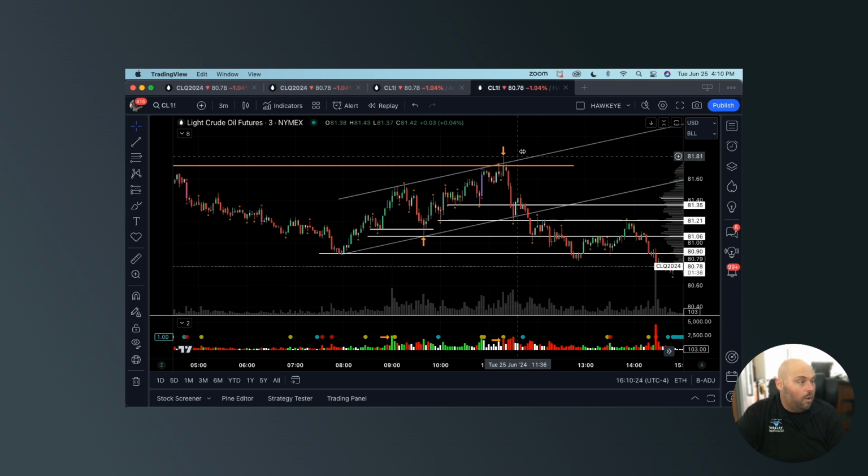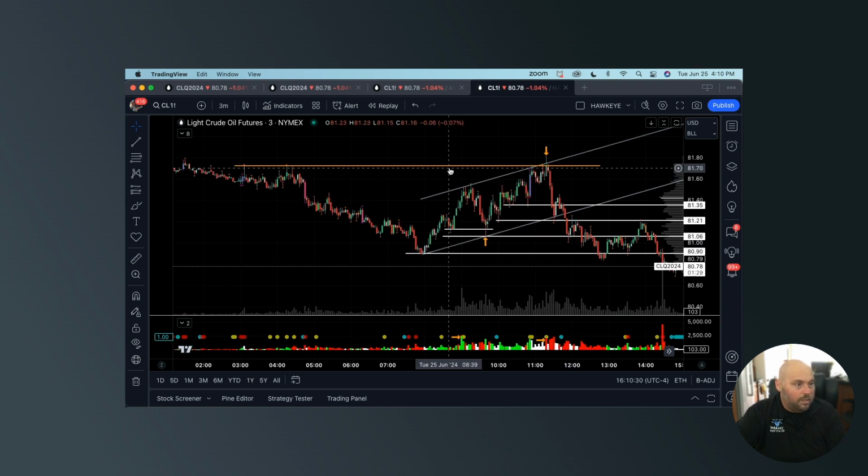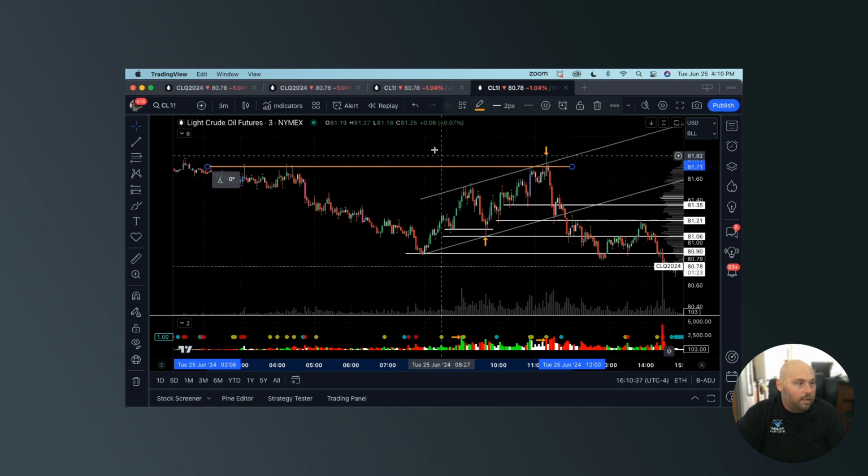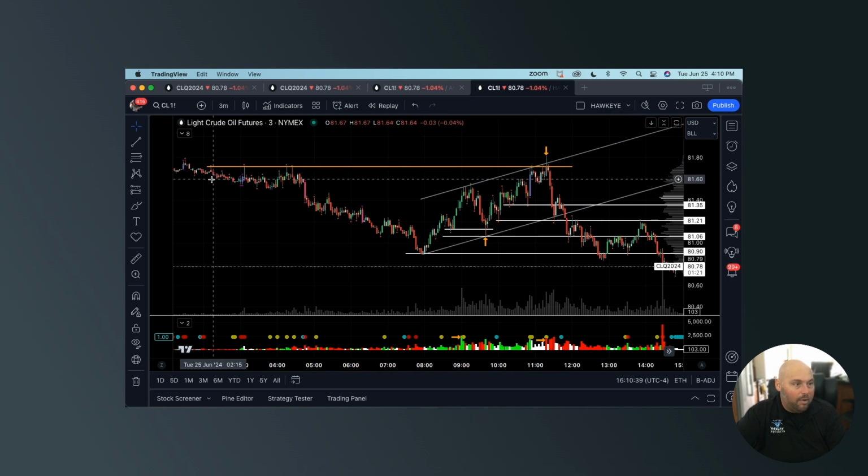So, if you wanted to play this in both directions, by all means, you probably could have. But I thought there was really, really strong reason to believe that at this level we were going to encounter some resistance. You can even move it over there, incorporate that red top right there as well. So that's how I played it, right?